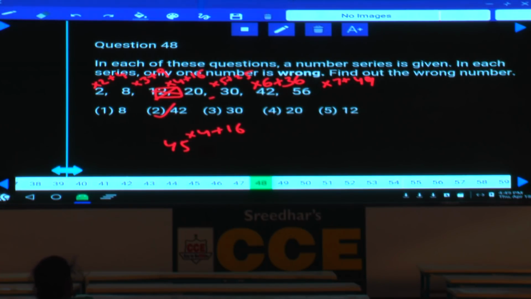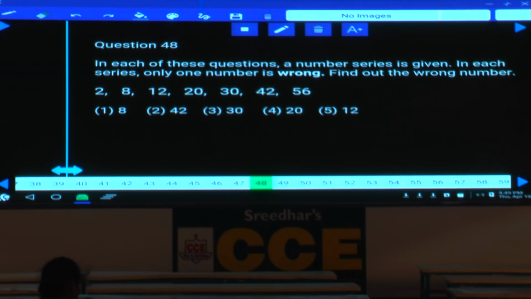Then after this 47, next one is question number 48. Now in this 48, 2, 8, 12, 20, 30, 42, 56. Now 2 and 8. Tell me what is the difference here? 6. Next one is 4. Next one is 8. Next one is 10. Isn't it? Here the difference is 12. Next difference is 14. 14, 12, 10, 8. And the first must be the numbers in the descending order. Even numbers, isn't it?